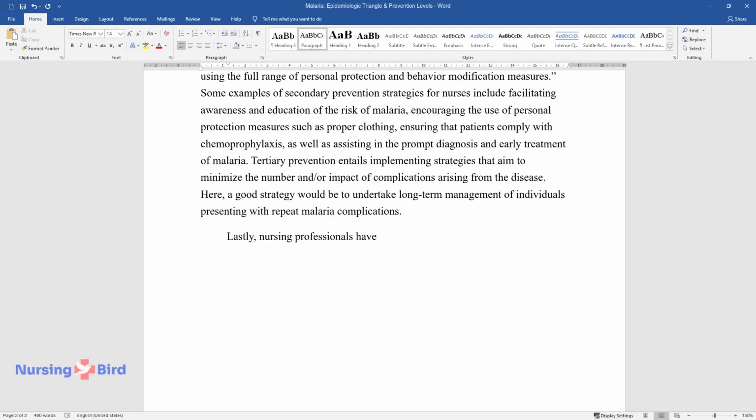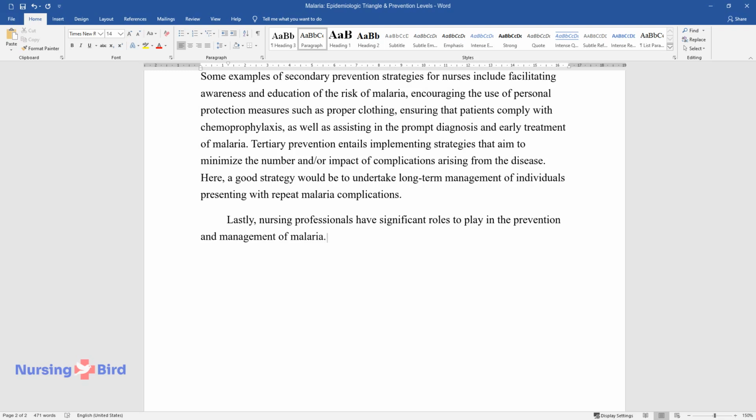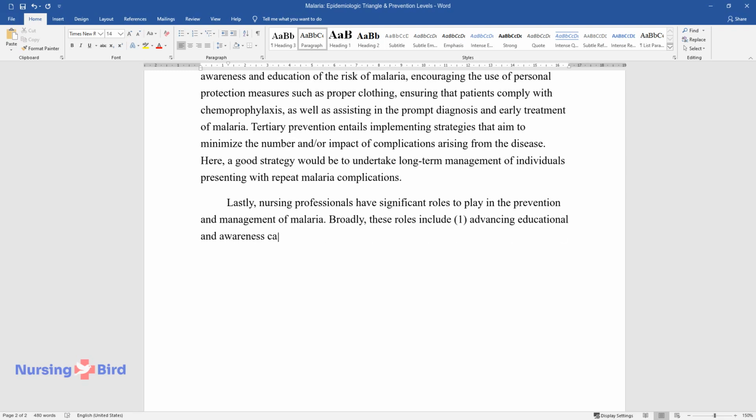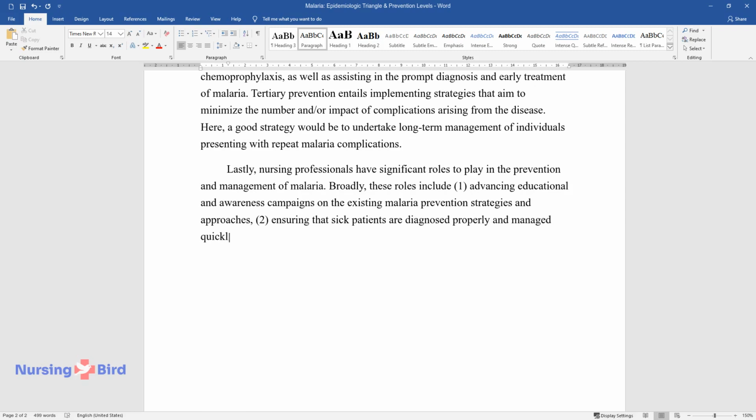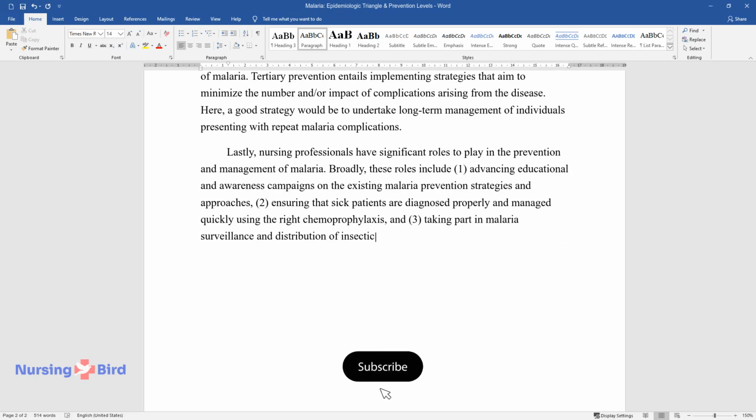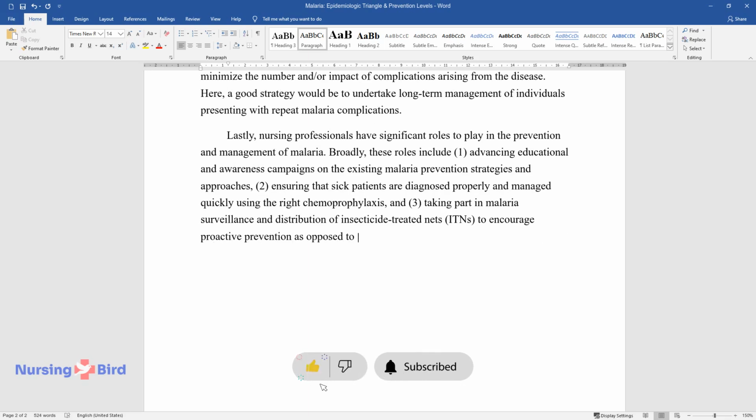Lastly, nursing professionals have significant roles to play in the prevention and management of malaria. Broadly, these roles include: 1. Advancing educational and awareness campaigns on the existing malaria prevention strategies and approaches; 2. Ensuring that sick patients are diagnosed properly and managed quickly using the right chemoprophylaxis; and 3. Taking part in malaria surveillance and distribution of insecticide-treated nets, ITNs, to encourage proactive prevention as opposed to reactive treatment and management of the disease.